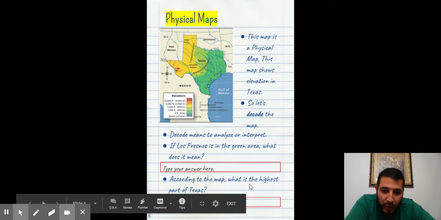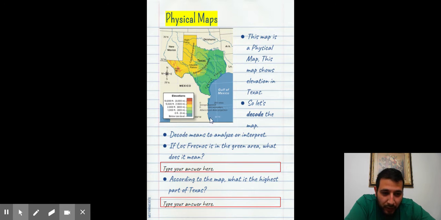Another one, according to the map, what is the highest part of Texas? Well, what you have to do is look at here and see which one is higher. So you're gonna look at the red, and then you're gonna look at the map. Simple enough, right? So I'm not gonna answer it for you, but it's pretty simple.